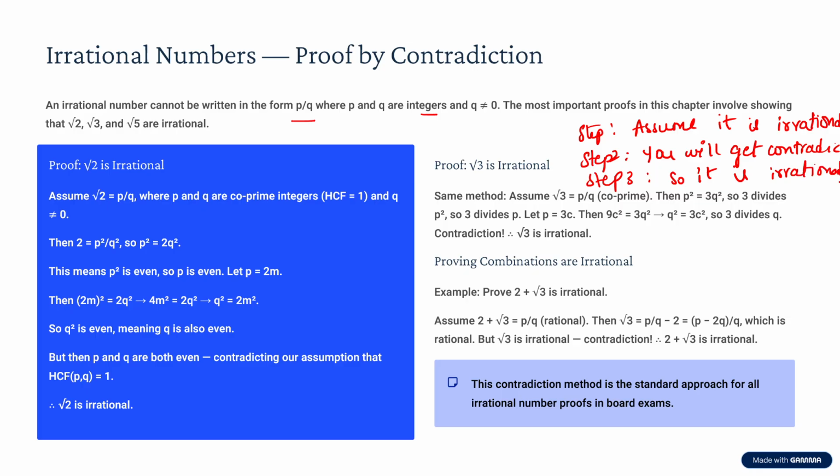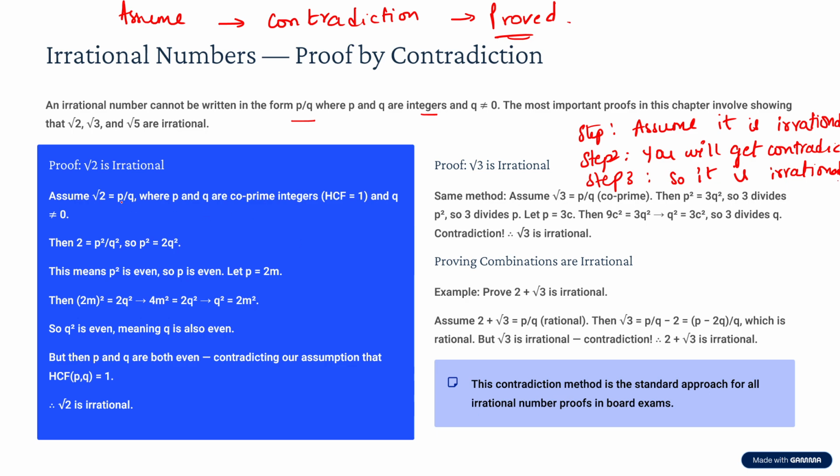See, why I am taking so much time for the concept is that concepts are very important. If you are perfect in the concept, you can do any problem. So let's focus on the concept. So just one line to remember. Assume, contradiction, and hence proved. Okay, remember this one line and follow this method.